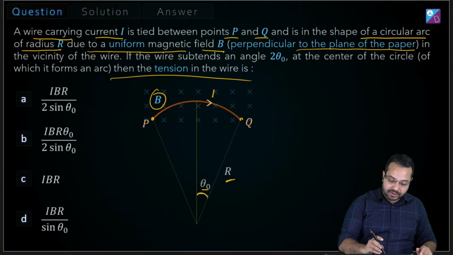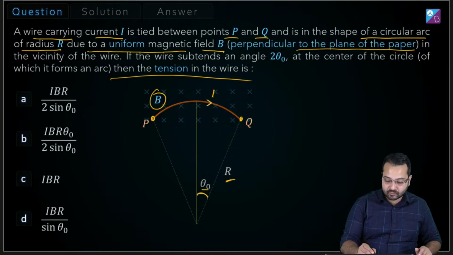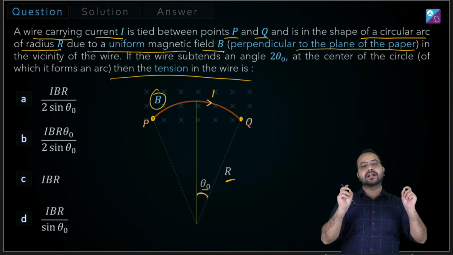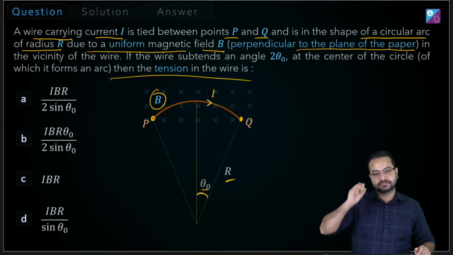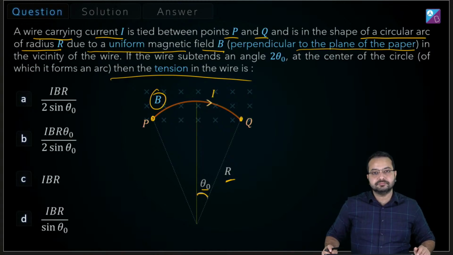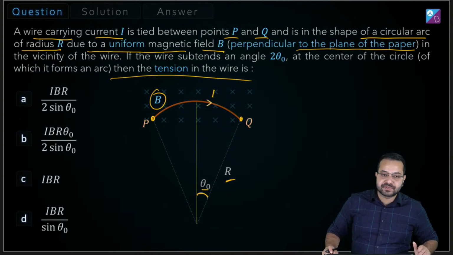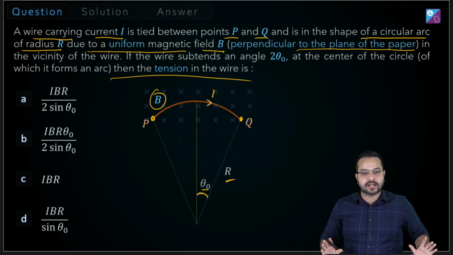Suppose the points were not fixed at P and Q. Suppose the wire was not tied at P and Q. Then what is going to happen? Absolutely. Captain Jack Sparrow is on fire today. He's giving all the right answers.